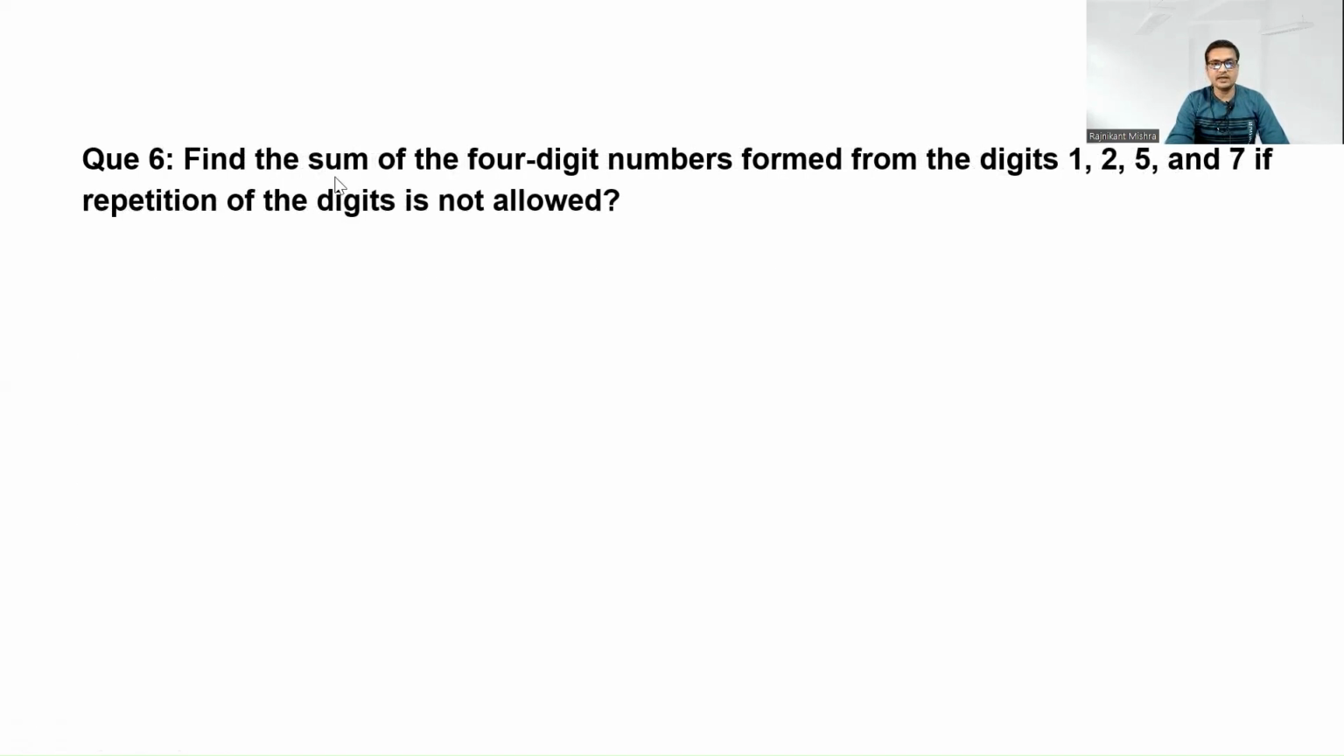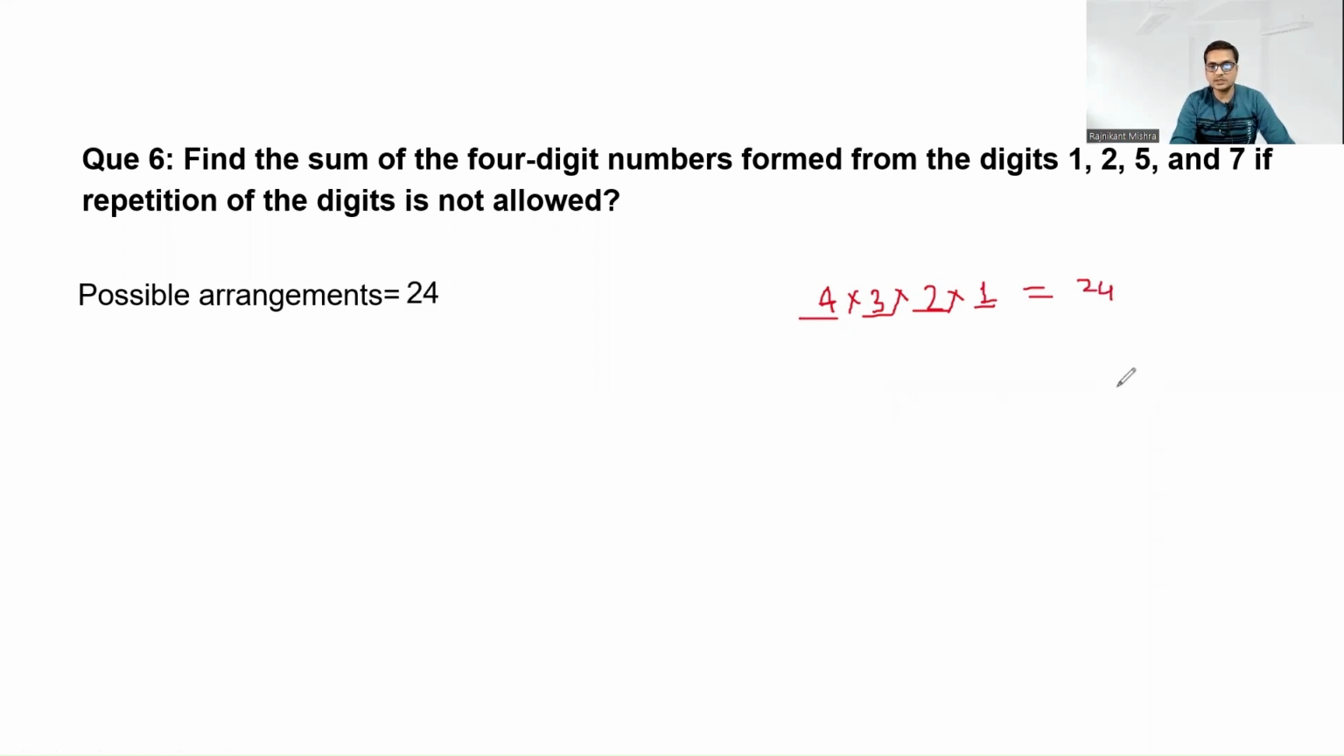Question number 6. Find the sum of the 4-digit numbers formed from the digits 1, 2, 5 and 7 if repetition of the digits is not allowed. Here, first we find the possible number of arrangements. We have 4 positions. For first position, we have 4 choices. Repetition is not allowed. So for second position, we have only 3 choices remaining. And for third position, we have only 2 choices. And for unit place, we have only 1 choice. 4 into 3 into 2 into 1 is equal to 24. It means 24 numbers can be formed.